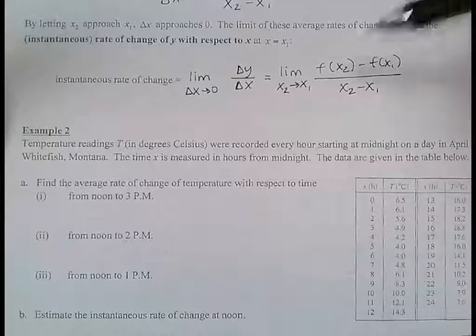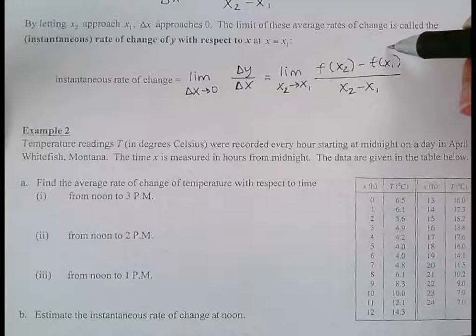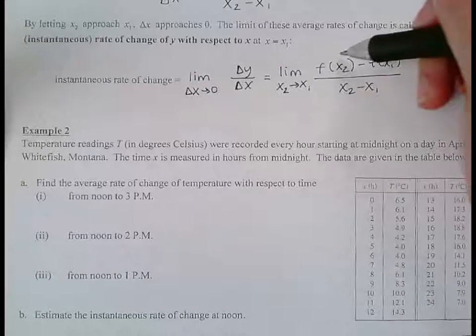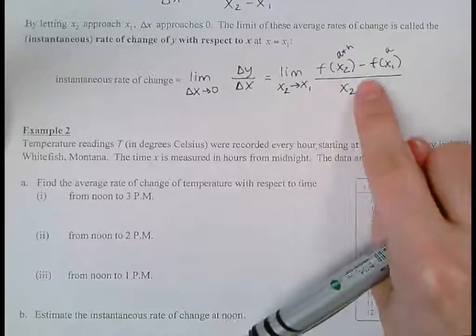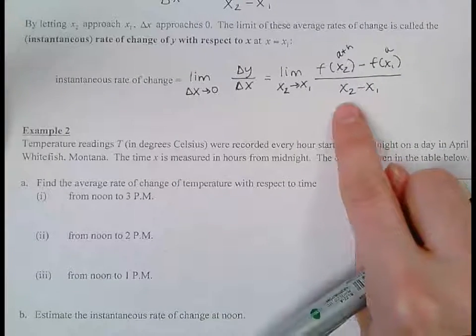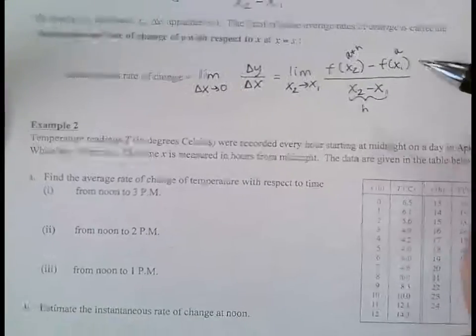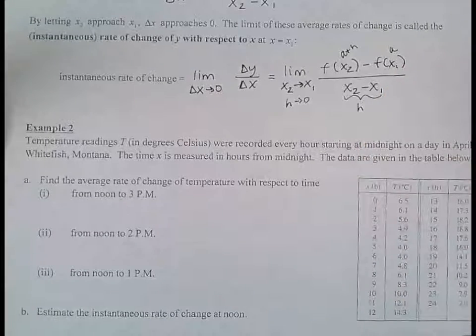If I let x sub 1 be a, for example, and then x sub 2 be a plus h, notice then I have f of a plus h minus f of a over, and this would be a plus h minus a, so this would just be h, and therefore this would be as h approaches 0. So it's that same limit that we've been working with, and that limit can help you find any instantaneous rate of change.